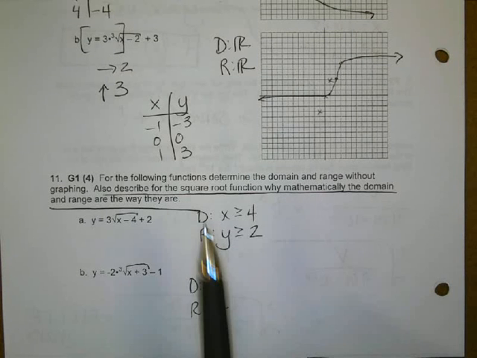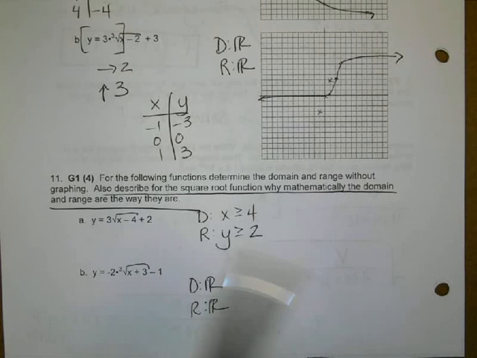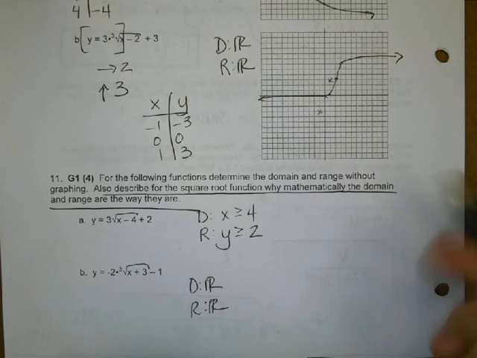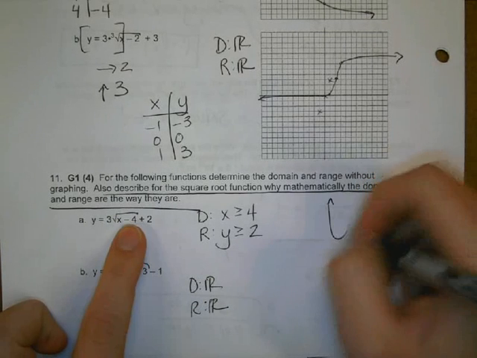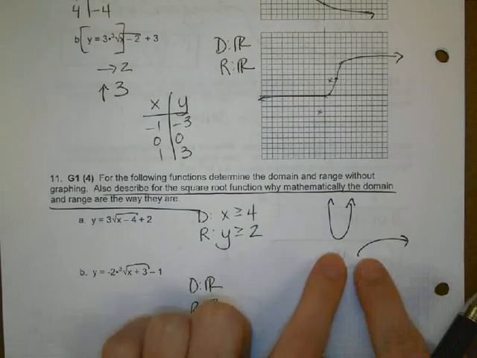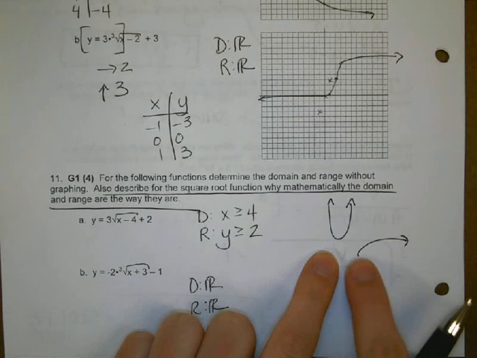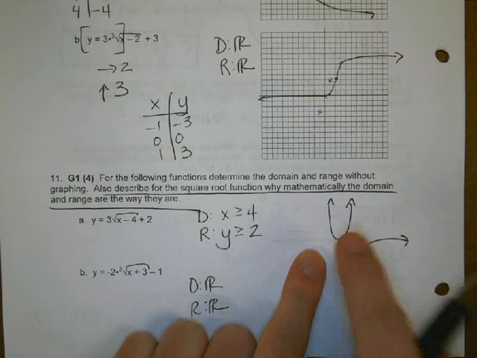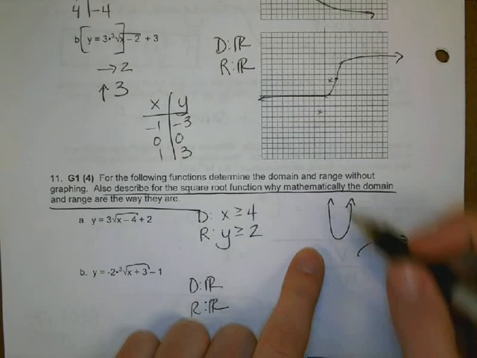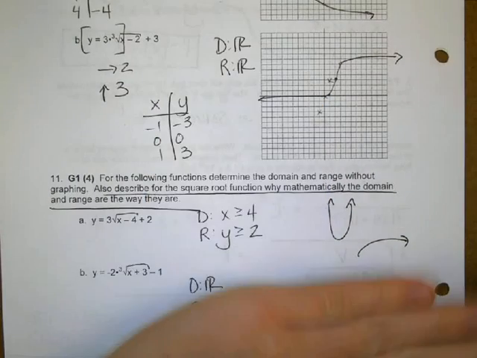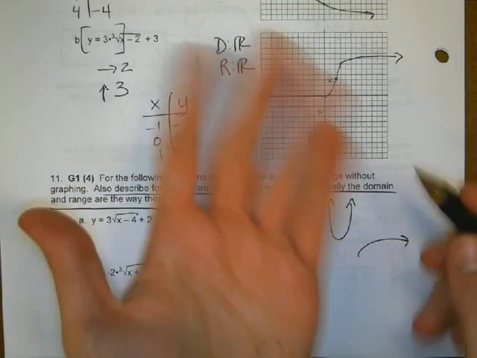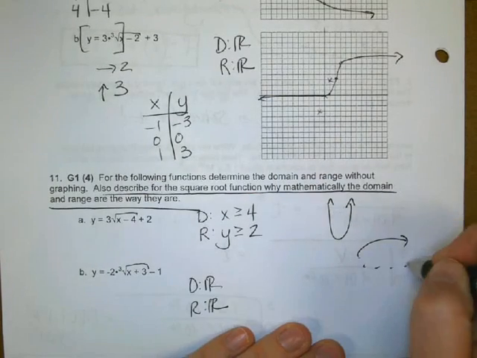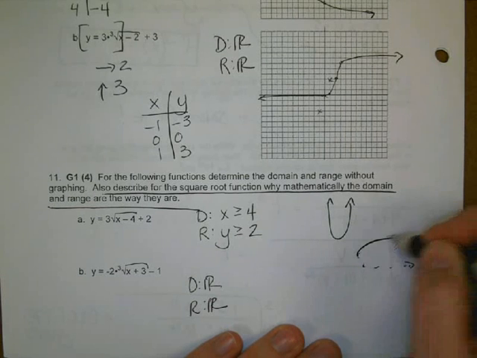You're also asked to describe for the square root function why mathematically the domain and range are the way they are. You can talk about the fact that the square root function is the opposite, or the inverse, of a squared function, a quadratic. And with inverse functions, their graphs flip. We can't have that whole graph flip because then it wouldn't pass the VLT, so that's why we have one branch of it there.